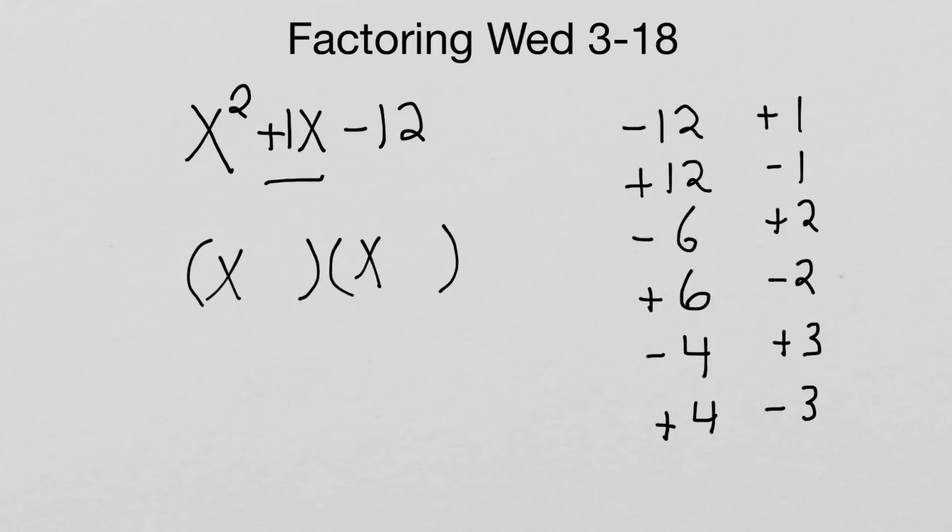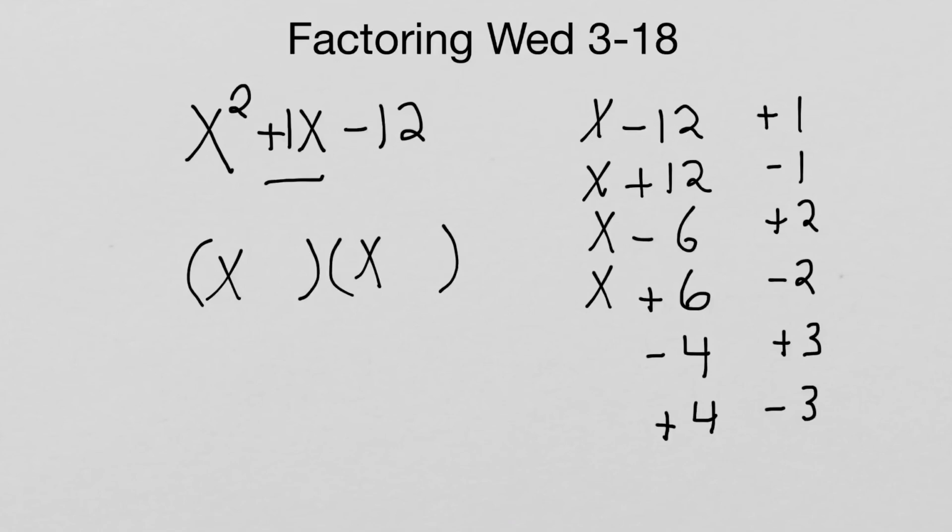Remember, there's an imaginary 1 in front of that x. So one of them is going to add together to be plus 1. Let's do this. Negative 12 plus 1, no. Negative 12 minus 1, nope. Let's see, negative 6 plus 2, not going to be that one. Negative 6, I'm sorry, 6, negative 2, nope. All right, now it's got to be one of these last two.